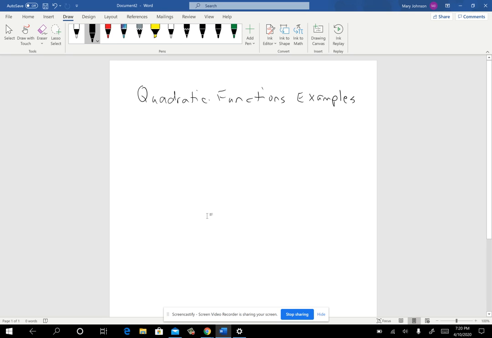I wanted to do a couple of quadratic function examples. I'm going to take a quadratic function of each form and run through all the different things you might be asked to do with it. So let's start with a quadratic function that's in the ax squared plus bx plus c form, one that looks like this. Let's make sure you understand how to graph it and do all the other things they might ask you to do.